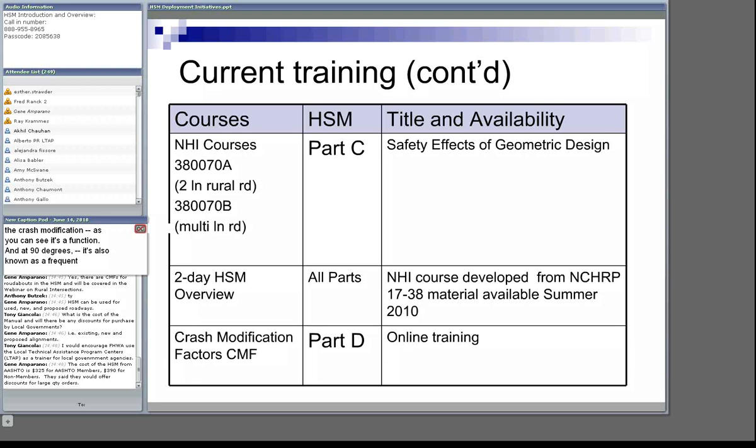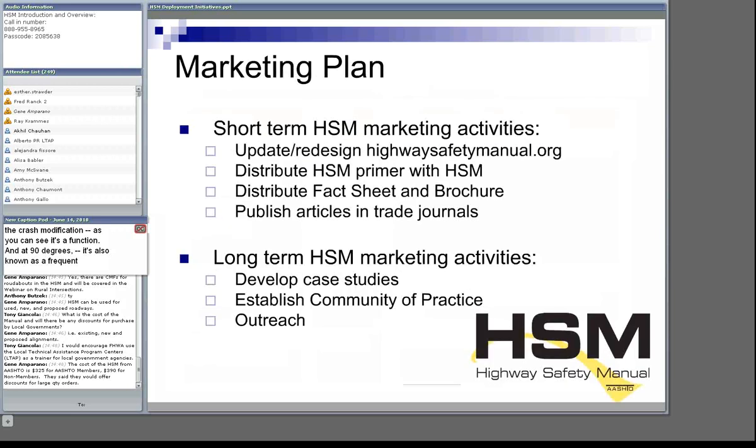We also have a crash modification factors clearinghouse, and it's a training course that you can take online, and that supports Part D of the actual HSM.